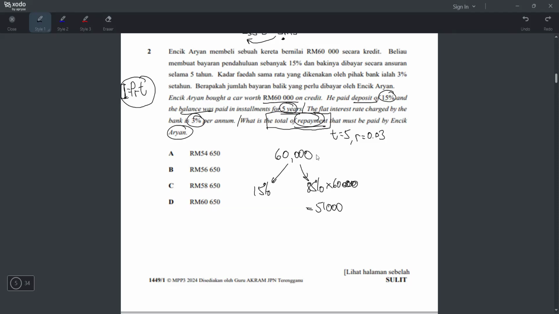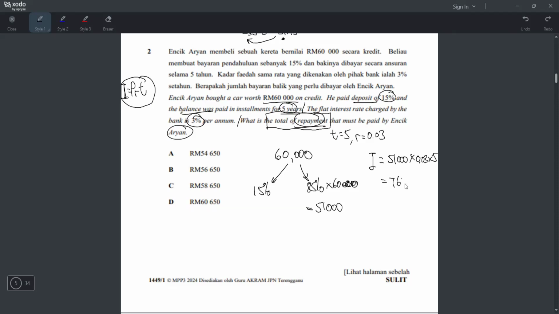They will charge you interest, and we have to find the interest now. The formula for interest is PRT. So P will be the principal, which is the amount you pinjam, 51K, times the rate, which is 0.03, and then times the time lah, the T, which is 5 in this case. Okay, because 5 years. And after you press this, you will get the interest charged by the bank. Okay, I'm using my calculator. My calculator gives me 7650.